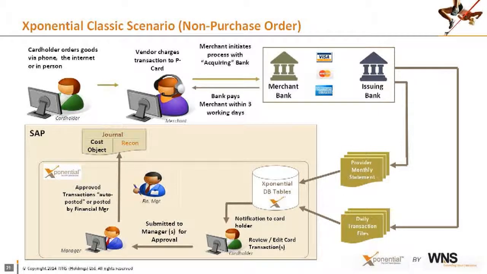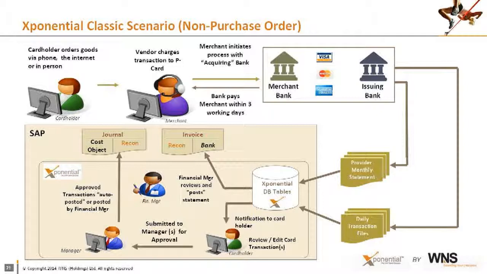At the end of the month, we would bring in a monthly statement file from your provider, bring that into Xponential as well. We would marry up all of the transactions on that monthly statement with their counterparts from the daily files, and we do this to make sure that you've got all transactions present and accounted for within the system. Once the financial manager or whoever is designated to do this reconciliation is happy that everything is present and accounted for, the statement will get posted in SAP.